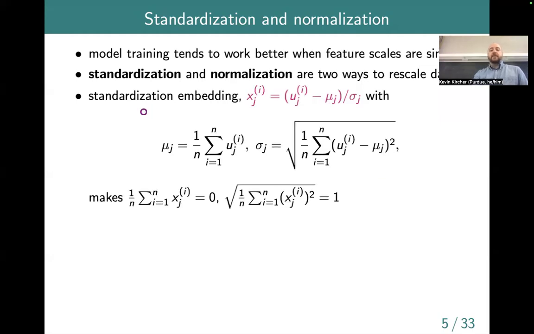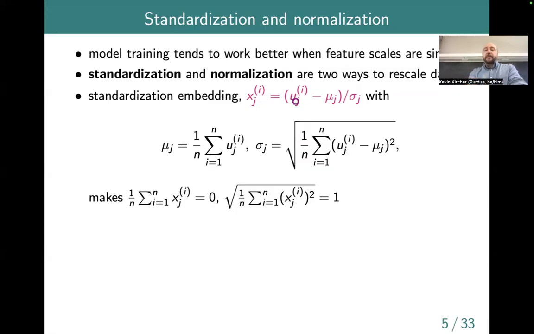In standardization, what we basically do is shift the data and rescale the data so that it has 0 mean, 0 average, and a standard deviation of 1. To do that, we take the raw data, the input data U, subtract off the average or the mean, and then divide by the standard deviation, where the mean and the standard deviation follow the usual definitions. To calculate the mean, we just add up all the values and divide by the total number n of values. And for the standard deviation, we take the squared deviation from the mean, take the average of that, and take the square root.